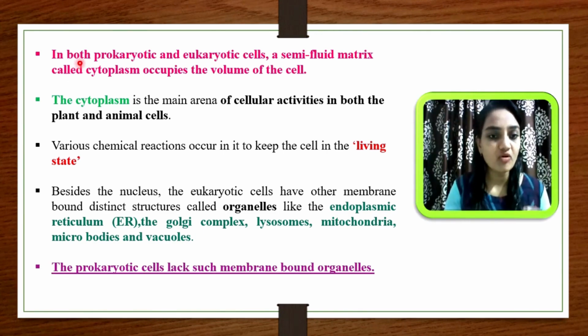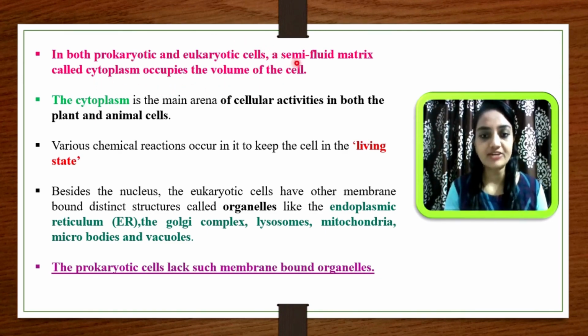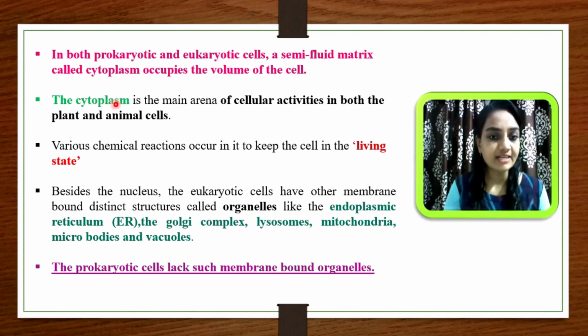In both prokaryotic as well as eukaryotic cells, a semi-fluid matrix called cytoplasm occupies the volume of the cell. This is the common structure. Cytoplasm is common between the prokaryotic cell and the eukaryotic cell. The cytoplasm is the main arena of cellular activity, the main platform for cellular activity in both plant and animal cells. So this is common.